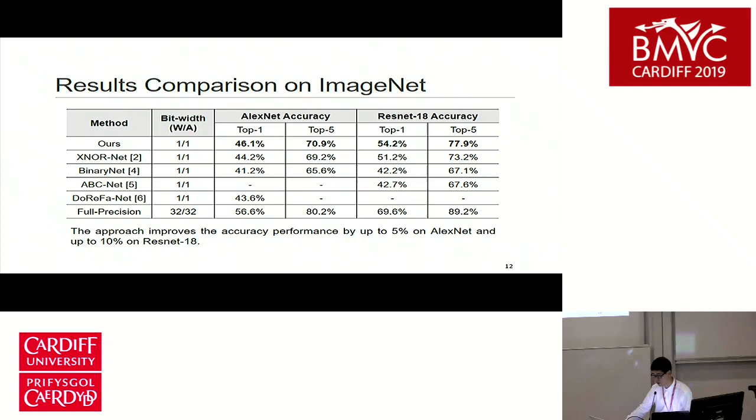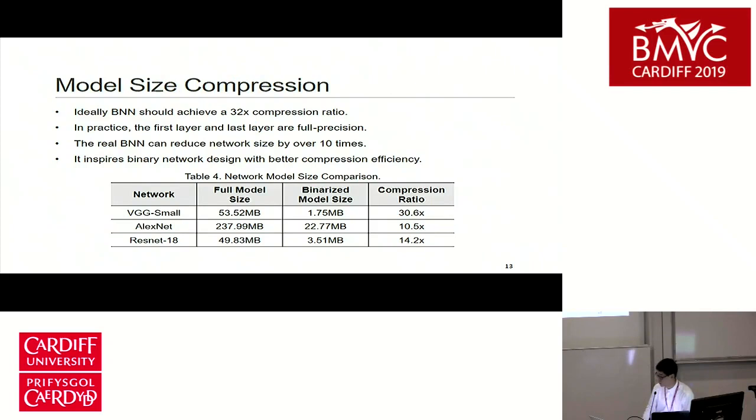And we are also concerned with the network size compression, since it is one of the advantages of binary networks. Ideally, the binary network should achieve a 32 times compression ratio, but in practice, we cannot binarize all layers. We leave the first and last layers in full precision for accuracy reasons. So the real binary network reduces the model size by 10 to 30 times, and it also inspires a better binary network design with higher compression efficiency.